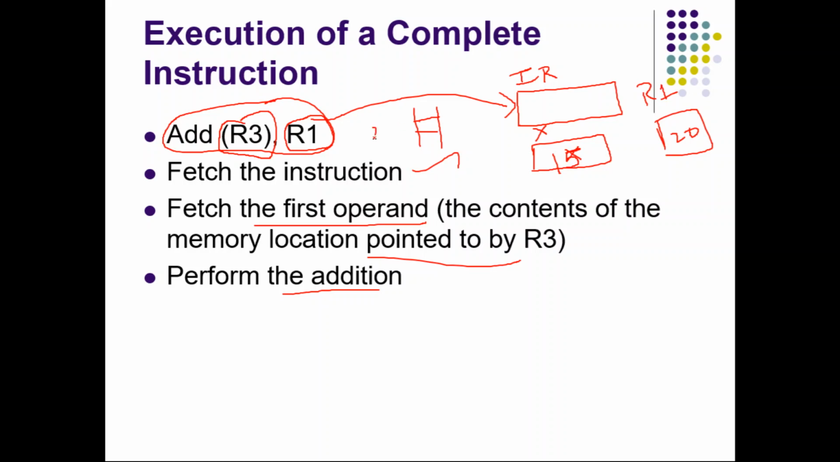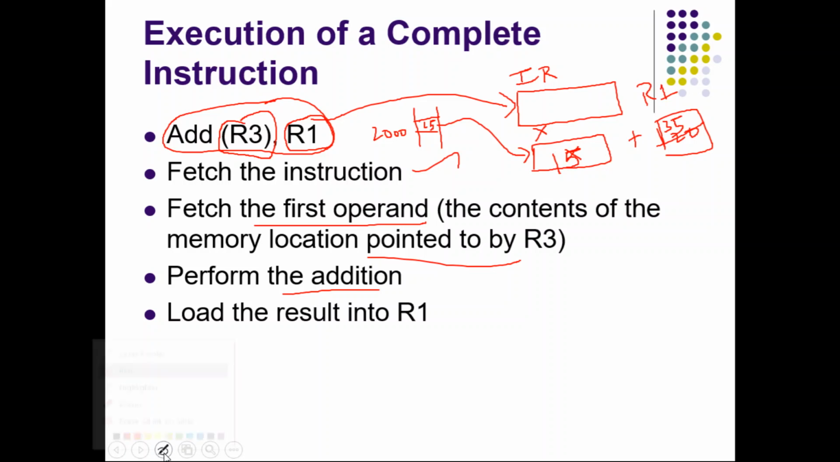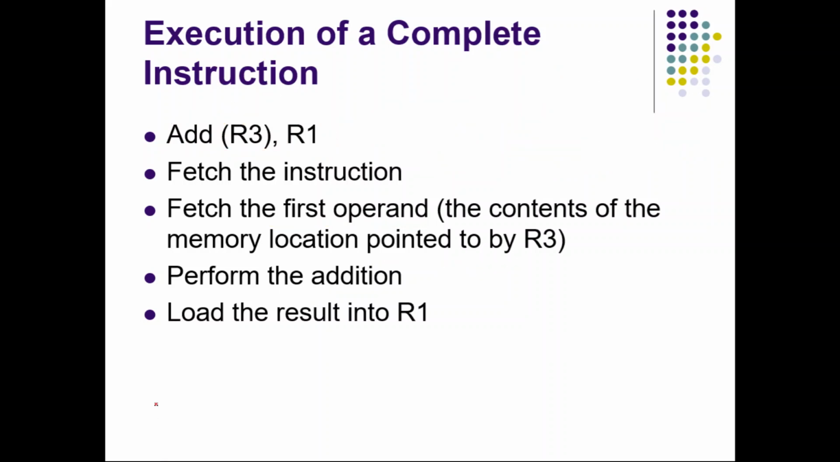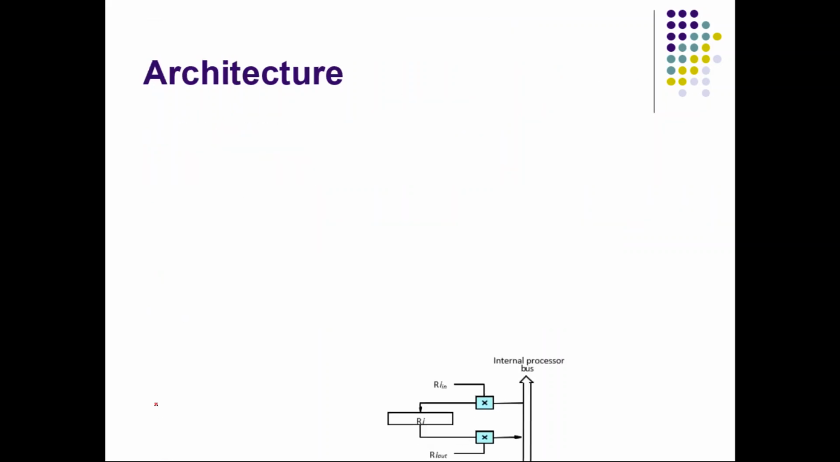So in memory location 2000, you have 15, right? That 15 is fetched to some temporary register. Then perform the addition, add these two things, and load the result in R1. So finally R1 will be having 35. So these are the steps in brief, what are the things to be done, but exactly how the processor manages to do that, that is what we are going to understand.